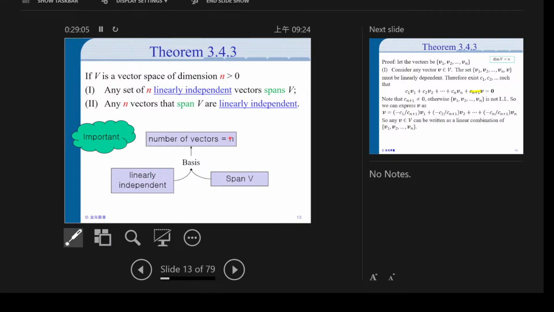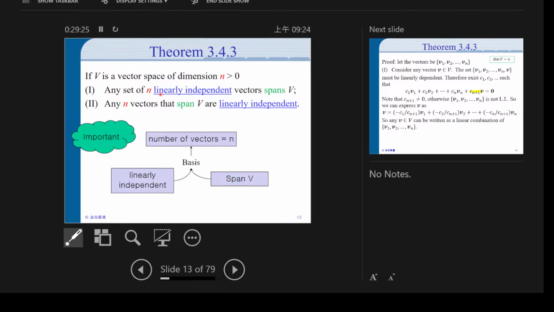And actually, in this theorem, we show that any two properties here will mean you are a basis. So basically, any two of the properties here will imply the third property. We fix a vector space V, and any set of vectors inside V that has two of those properties will give you the third property.